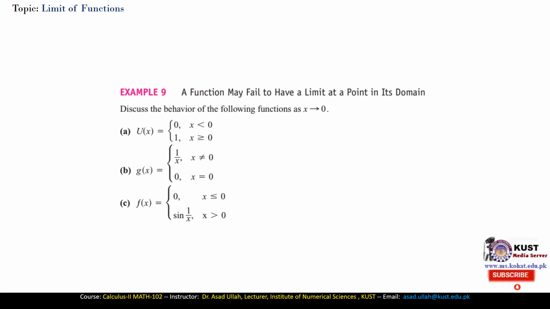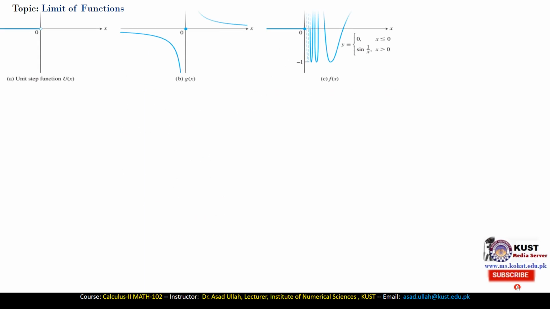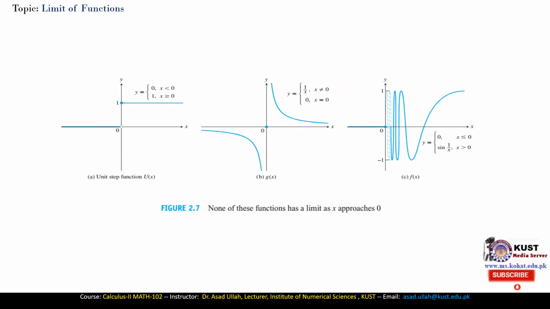Now in example number 9, I have chosen three different functions, u of x, g of x, and f of x. All these three functions are piecewise defined functions. Now a function may fail to have a limit at a point in its domain. It means that inside the domain of these three functions, we cannot find the limit of the functions. Now all the three functions are plotted here, that is the unit step function is plotted in graph A, g of x is plotted in graph B, and f of x is plotted in graph C.